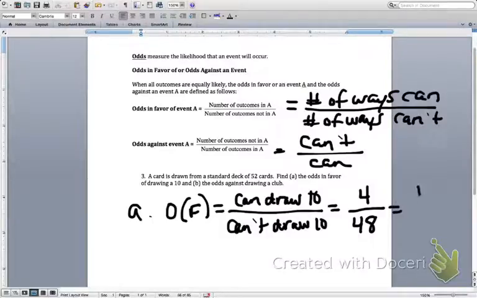In other words, my odds in favor are 1 over 12, but most of the time odds are written as a ratio. My odds in favor are 1 to 12.